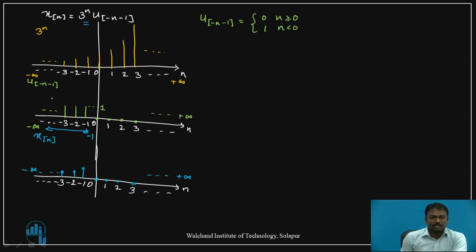Now to draw the signal for x of n, we need to multiply these two graphs here, that is 3 to the power n and u of minus n minus 1. When we multiply 3 to the power n into u of minus n minus 1, the x of n exists only on the left side from n equal to minus infinity to minus 1, whereas for n equal to 0 to plus infinity, all the values are 0 because 3 to the power n is being multiplied by 0. So any value multiplied by 0 is equal to 0. Therefore, the limits of the summation are n equal to minus infinity to minus 1 here.